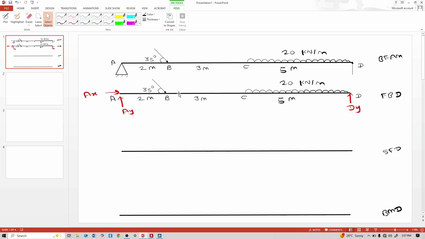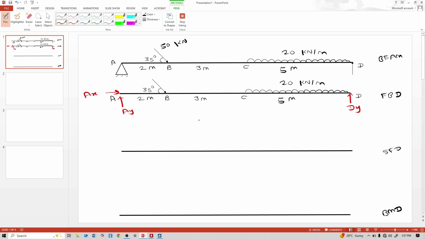This second diagram is the free body diagram, and at point B there is an inclined load, at 35 degrees with horizontal, and this load is 50 kilonewton. Between C to D there is a 20 kilonewton per meter uniformly distributed load acting on 5 meter.